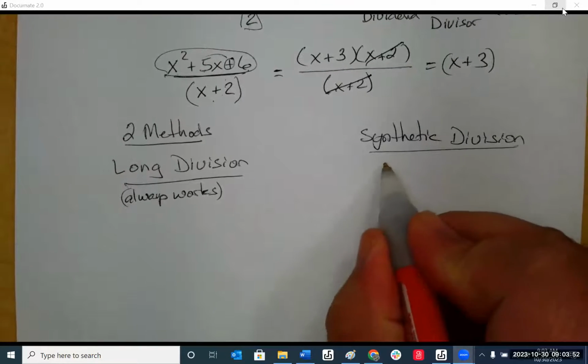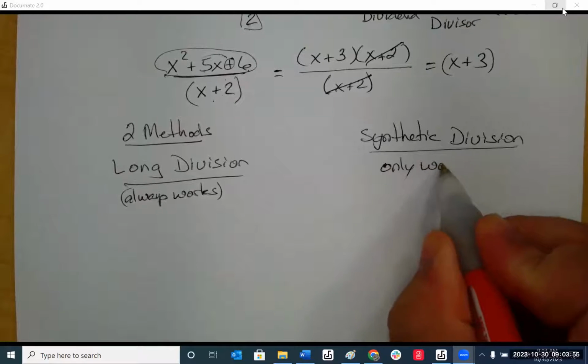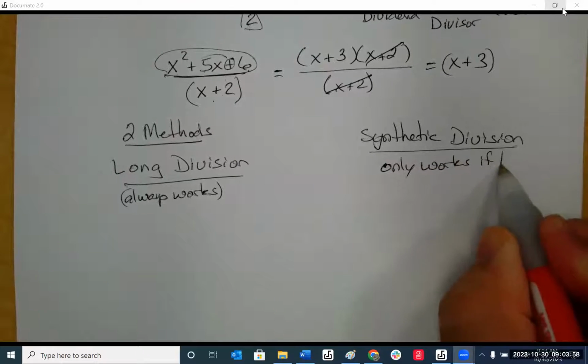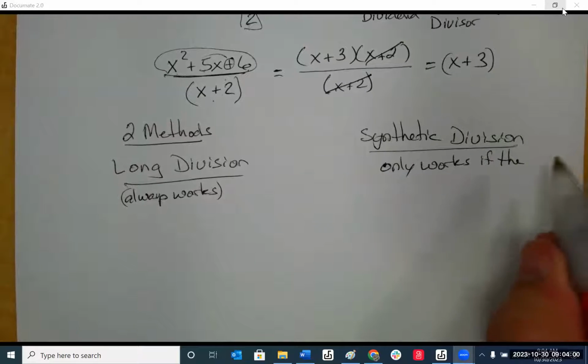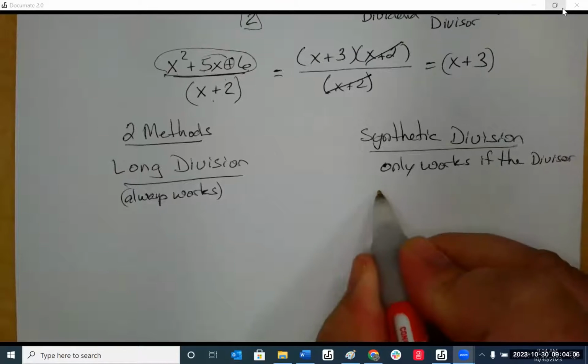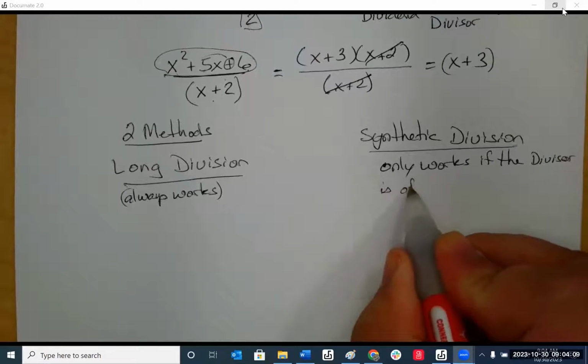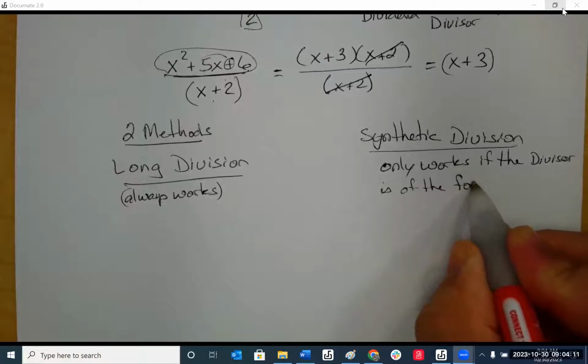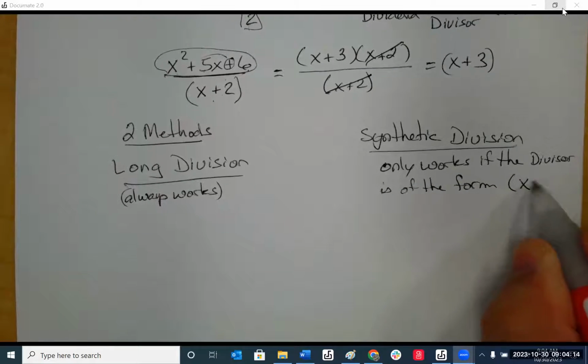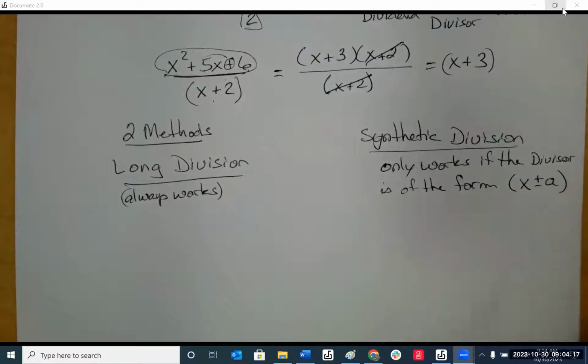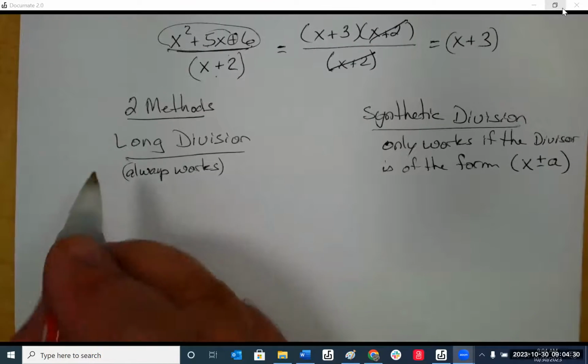And synthetic division only works if the divisor, the bottom number, is of the form x plus or minus some number. If your bottom number is x plus or minus a number, we can use synthetic division, and you'll see it's a lot faster. So let's do long division first.